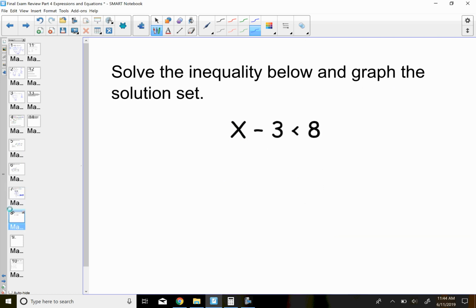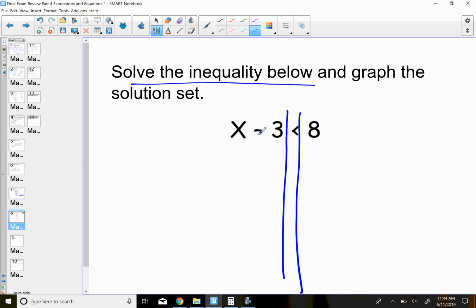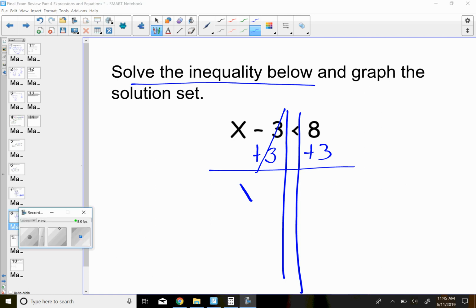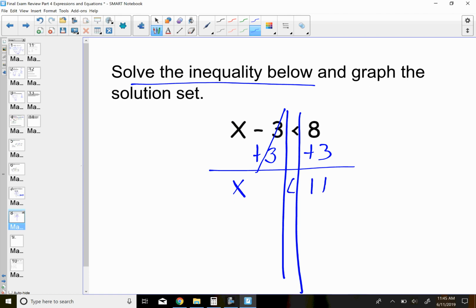All right, let's try another inequality here. So again, I'm going to put my goalpost up, even though it's not an equal sign, same idea. Let's solve this inequality. So I'm going to get rid of subtracting 3 by adding 3 to both sides, keep the balance. Those guys cancel, leaving x. Bring down my, oops, pause this for a second and fix my mouse. All right, so I think I fixed my mouse here. X is now less than 8 plus 3. X is less than 11. There's the solving of the inequality.